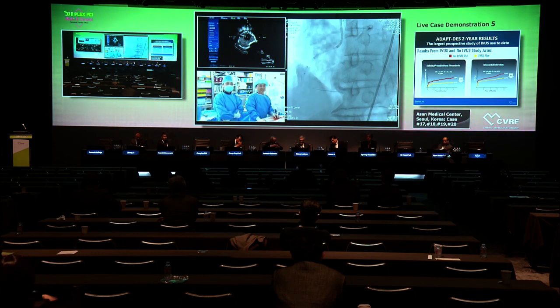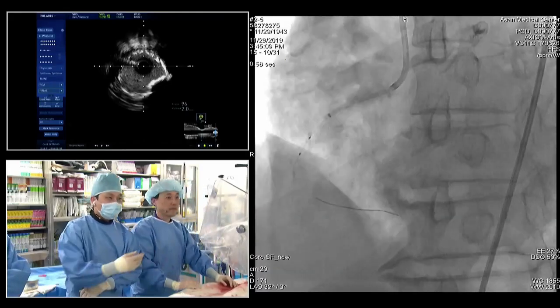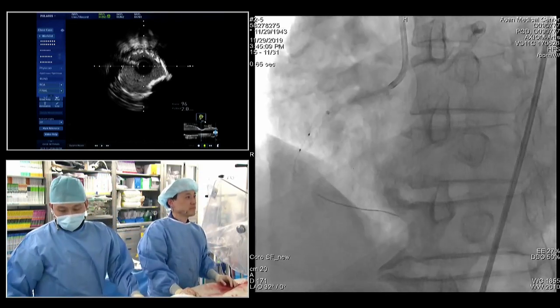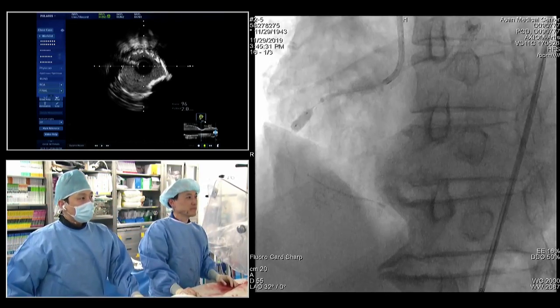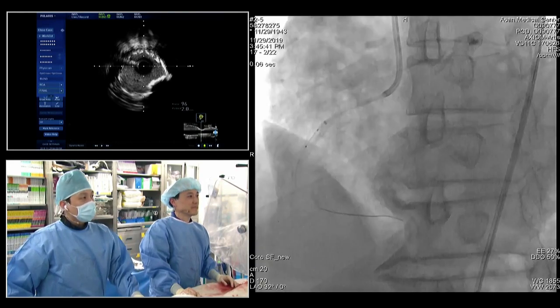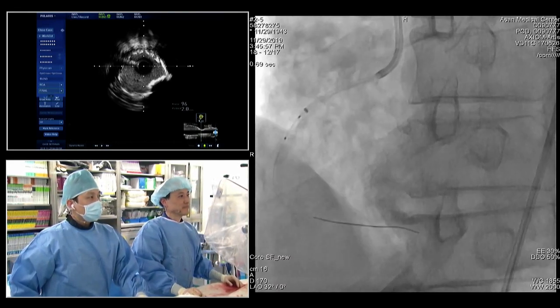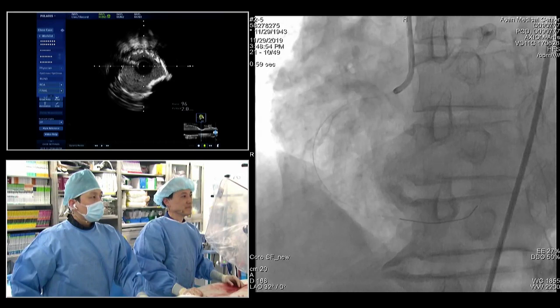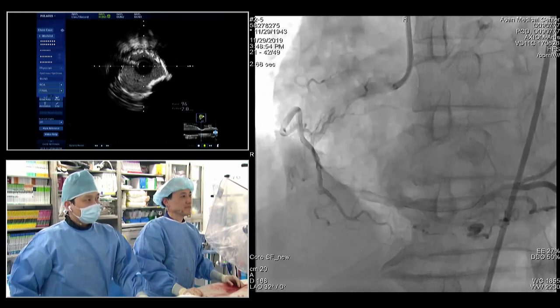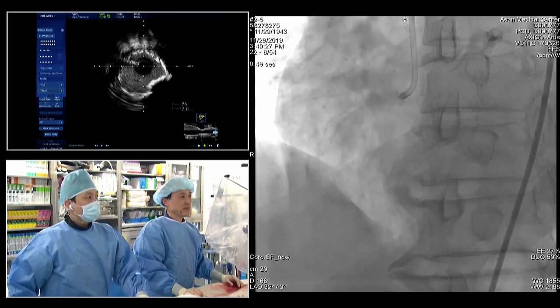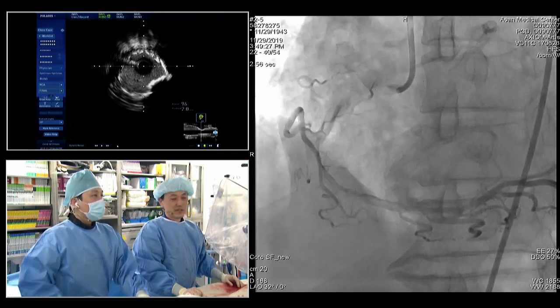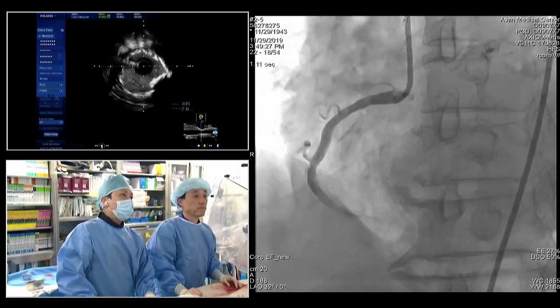All right. Let me show you what we did, Dr. Kang. Yes, we applied a 4.0 by 12 NC balloon up to 18 ATM and approximately 20 ATM. Good, and this is the perfect final image. Here's the final, and we did IVUS again. Yes, we also checked the final IVUS.